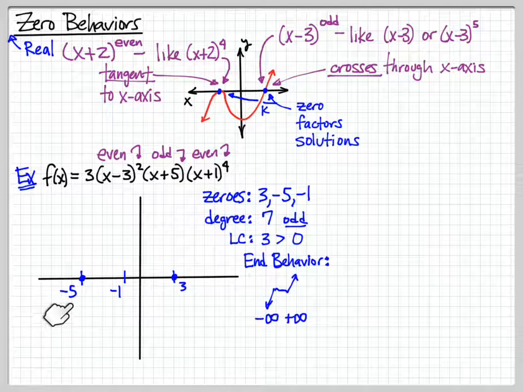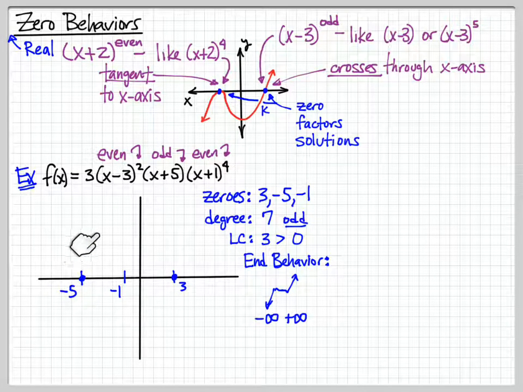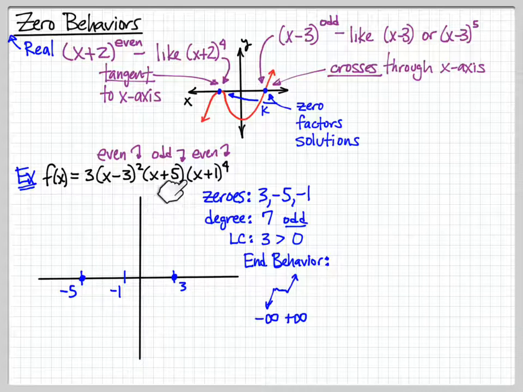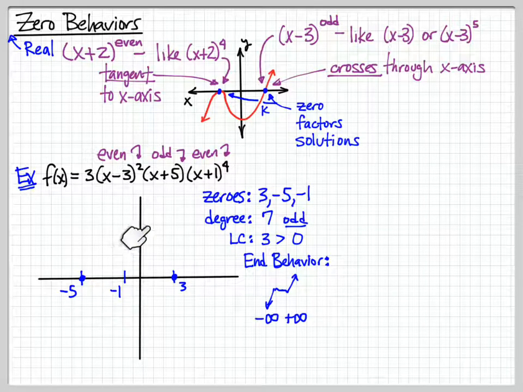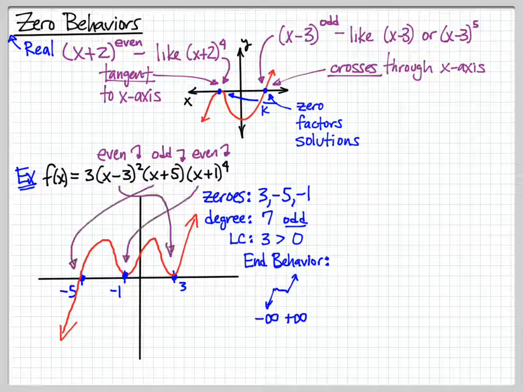It's going to come up through the -5, and it crosses through there, and then as it goes to the -1, it's just going to go tangent to it, because we see that it's even over here. It's going to go tangent to it, come back up again, come back down again, and it'll be tangent to the 0 at 3, and then it will go up. It'll look something like this.